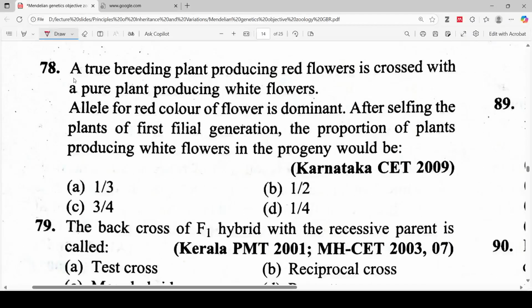A true breeding plant producing red flowers is crossed with a pure plant producing white flowers. The allele for red color of the flower is dominant. After selfing the plants of the first filial generation, the proportion of the plants producing white flowers in the progeny will be. So the correct answer will be option D.